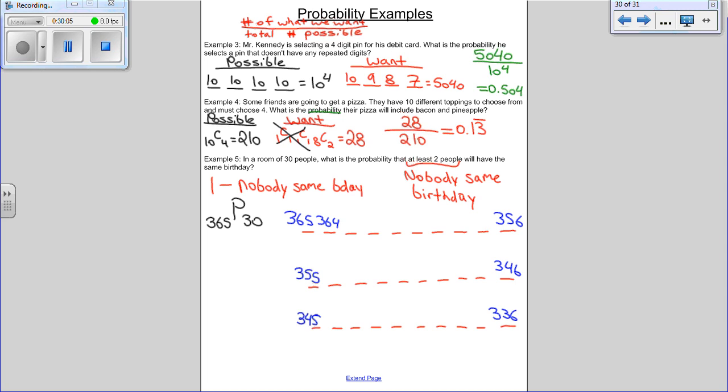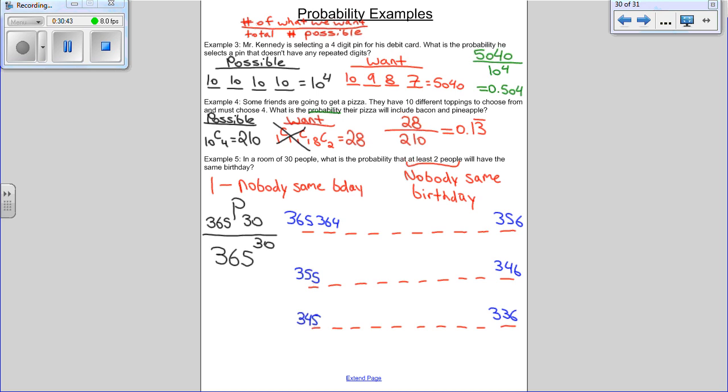So before we were saying it was 365 and then you only had 364 choices left. And then you only had 363 choices left. But now we don't care. So it could be 365, 365, 365, 365, and you would do that 30 times. So 365 to the power of 30. This is what we want. That's the probability of everyone's different. Okay? What we want, everyone's different, divided by what's actually possible.